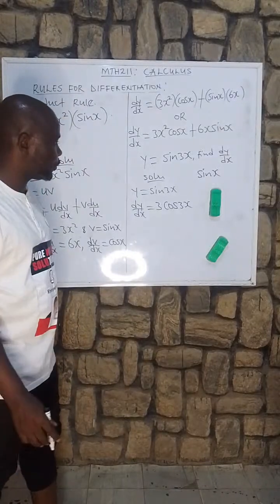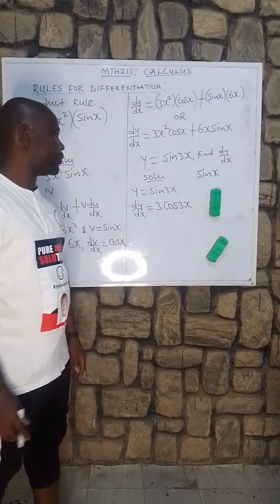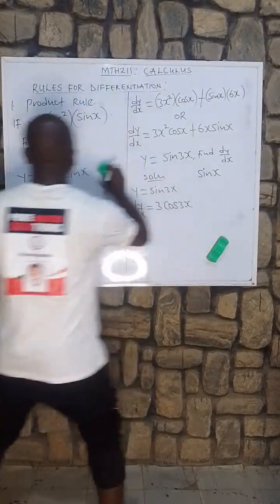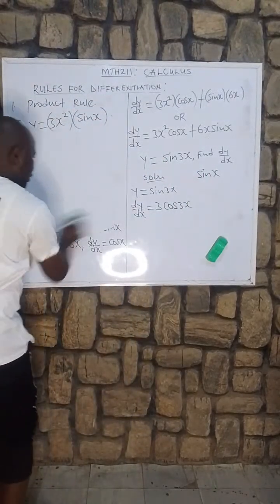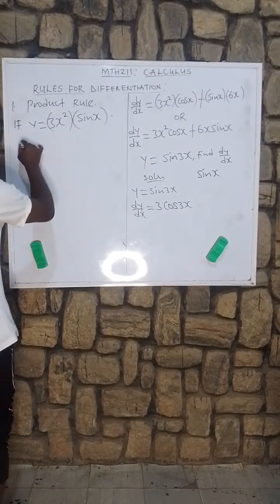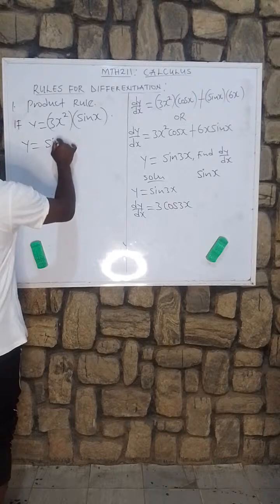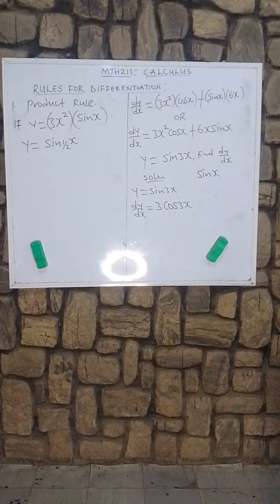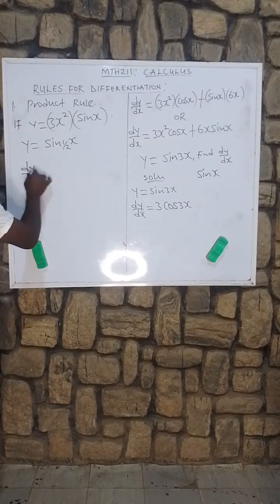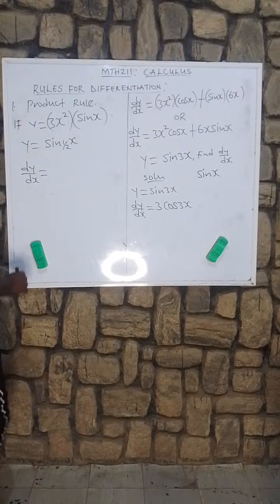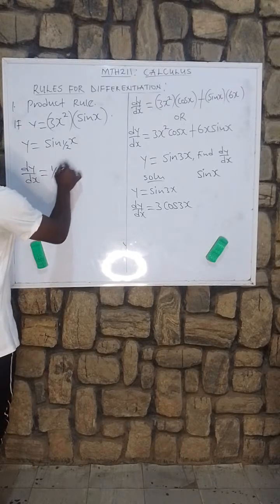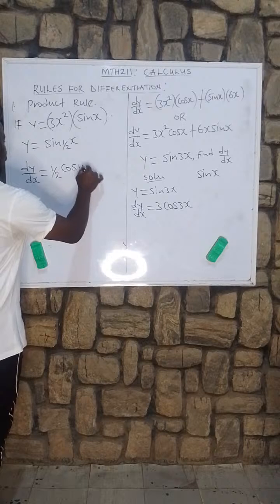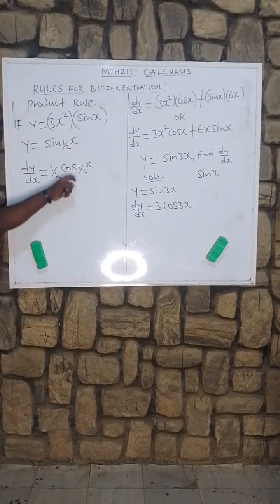Take note. This is the answer. Supposing you have y equals sine of 1 over 2x, what are you supposed to have? Because you know that if you differentiate sine x, you are supposed to have cos x, true or false? So for this reason, our dy over dx, we are going to have 1 over 2 cos of 1 over 2x. Please take note.